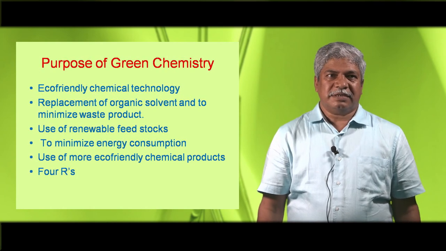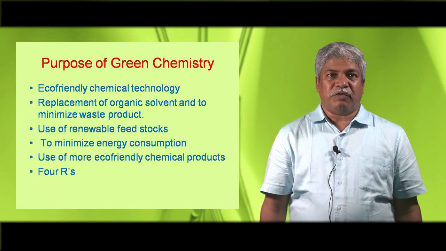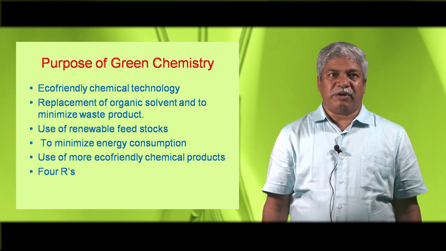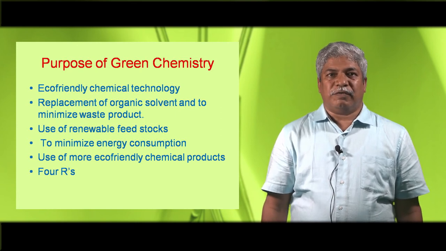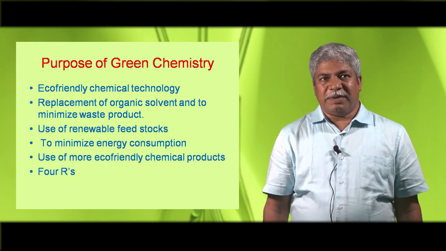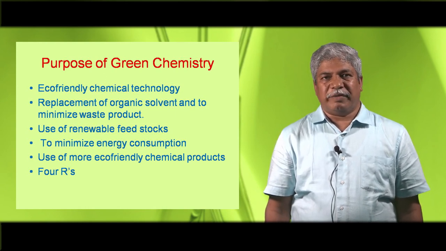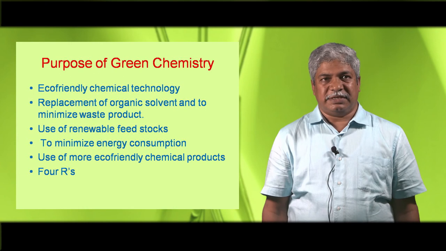Now let us discuss the purpose of green chemistry. One, it develops eco-friendly chemical technology. It aims to have environment-friendly technologies, that is, to develop environmentally benign chemistry. Secondly, the replacement of organic solvents and the use of waste products. So we can devise greener reaction conditions and avoid the formation of byproducts, so that waste is not produced in the initial stage itself.